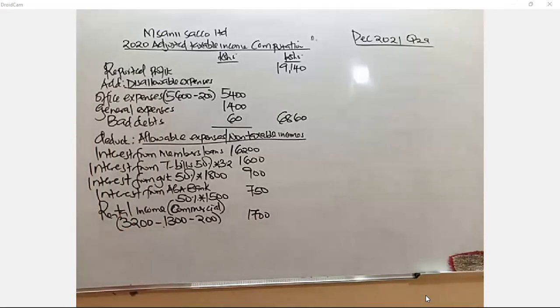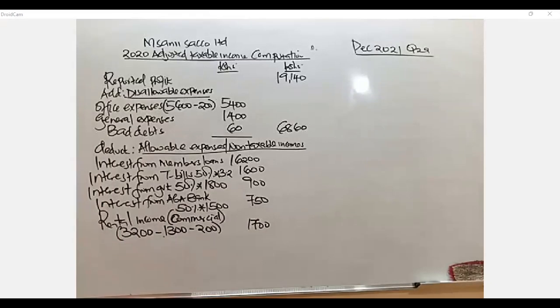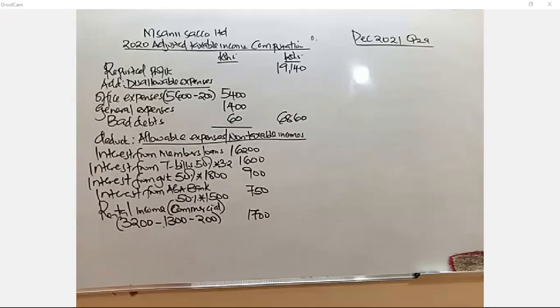Then we have, let me go back to the question. We have dividend from Mazao Sacco. Dividend from Mazao Sacco.